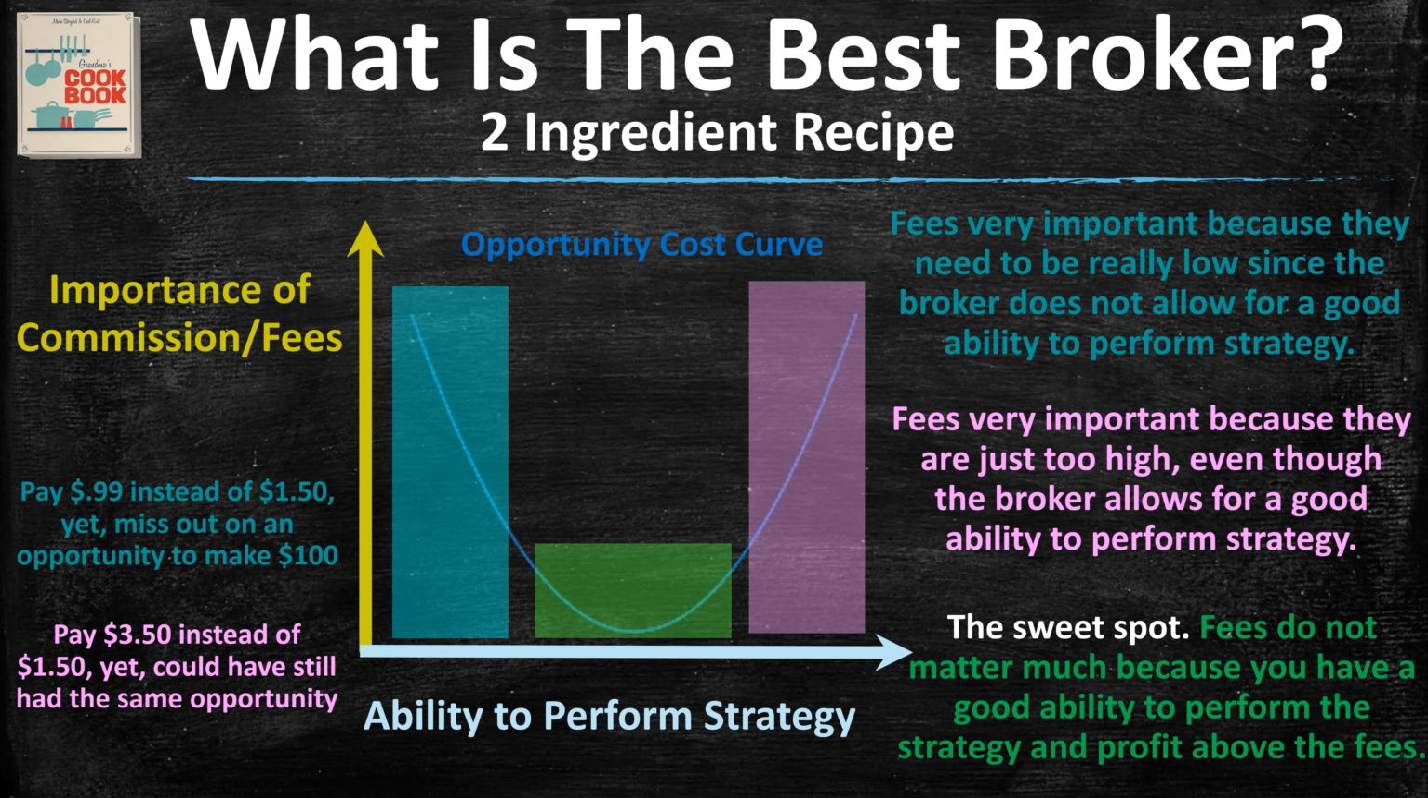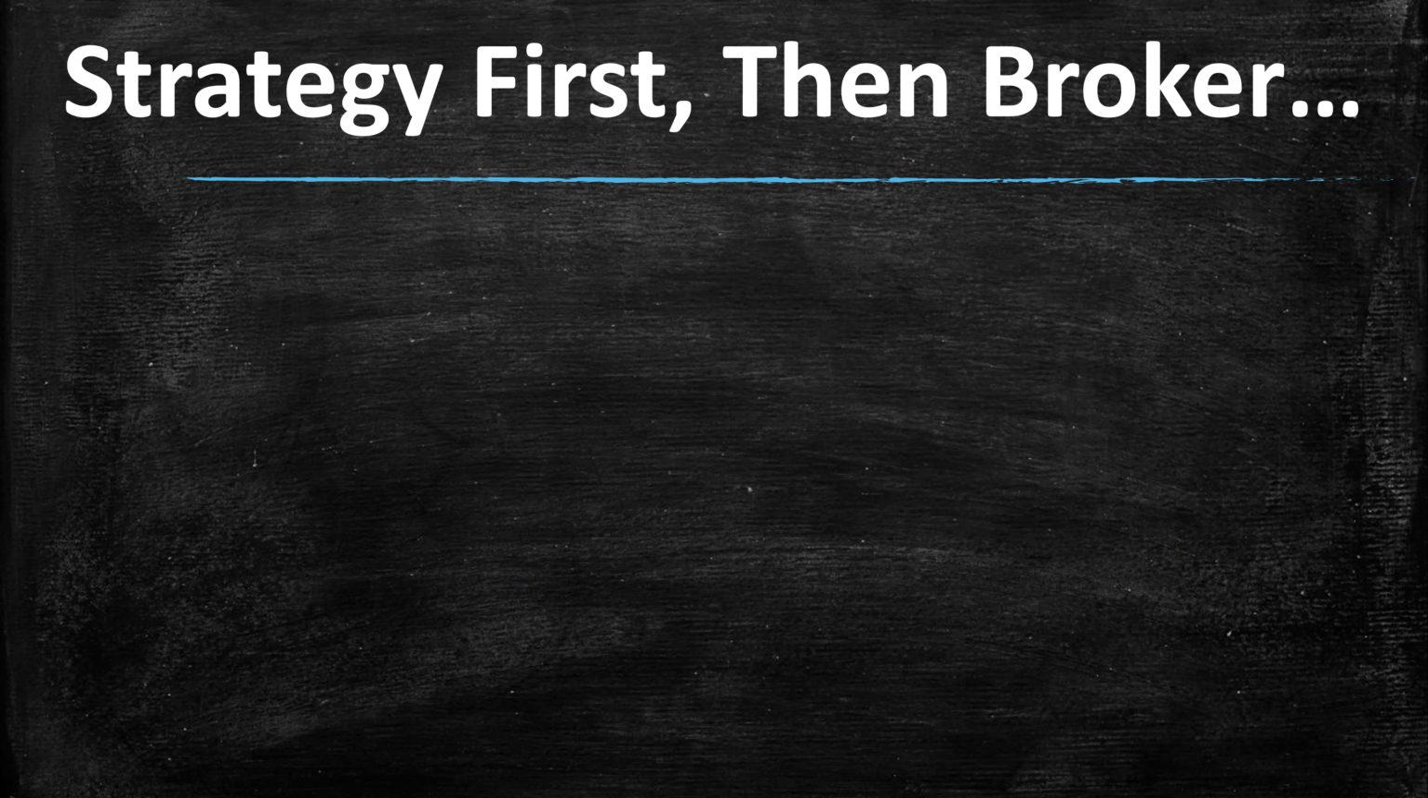However, down there, ability to perform the strategy. Okay, yeah. So strategy first and then the broker. This is where people get it backwards all the time. Hey, what's the best broker? Well, I don't know. What strategy are you using? So let's dig into this and really illustrate why this is so backwards to think.